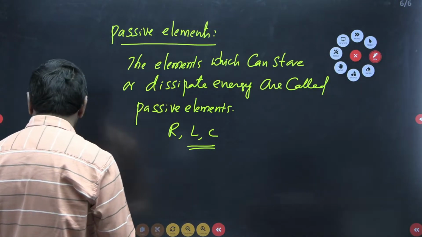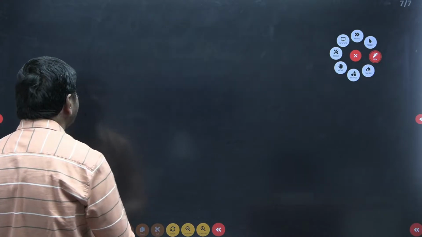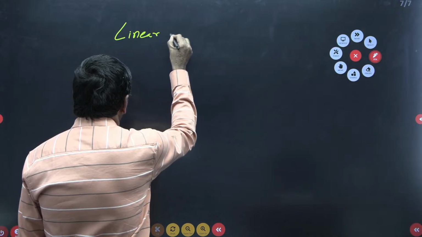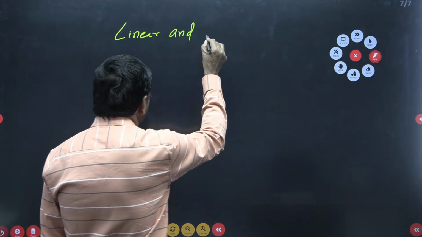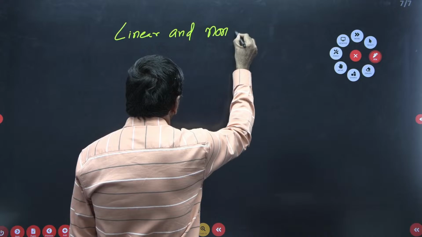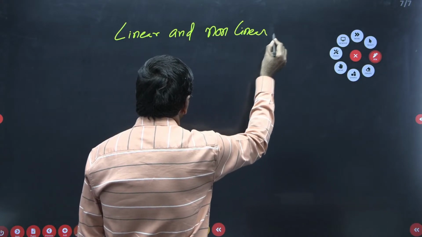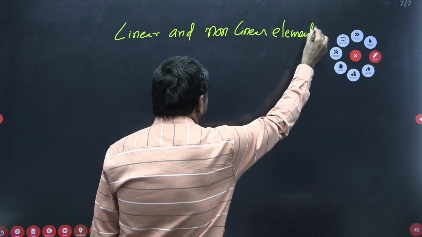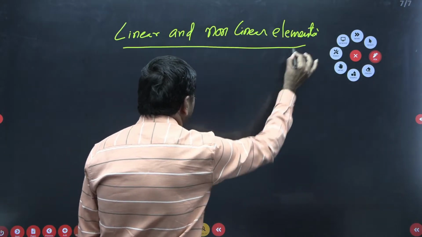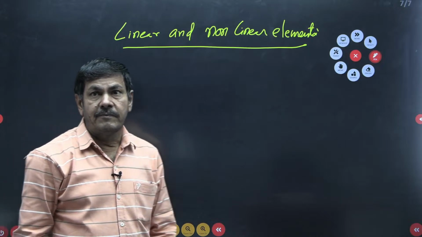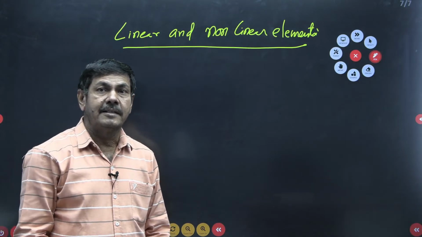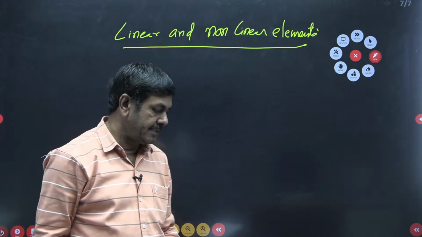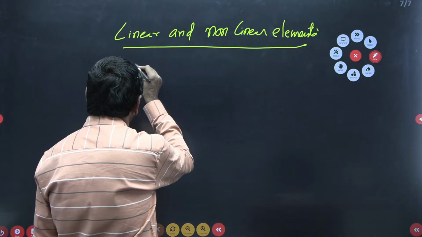The linear and nonlinear elements. When can we say it is a linear element, and when a nonlinear element? There is a condition, and based upon that condition only we can say. The elements whose VI characteristic, I will explain first after writing this.